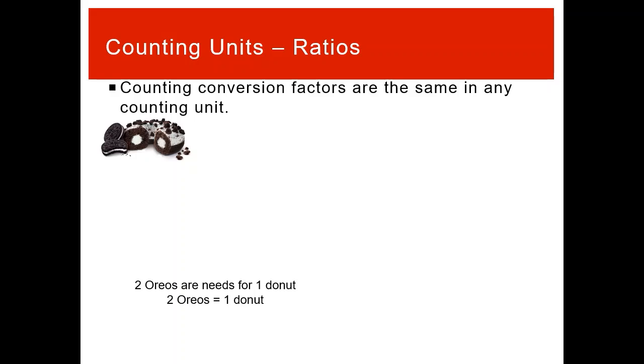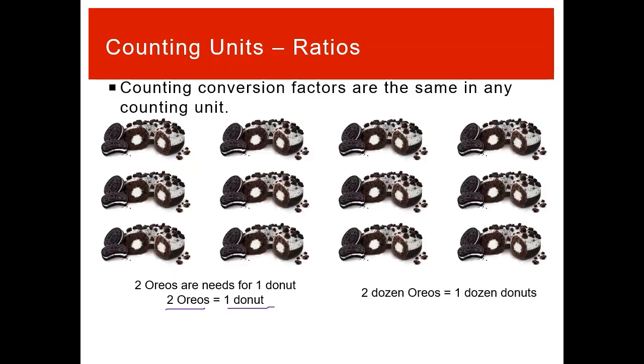Say you're making an Oreo donut, and for every one donut, you need 2 Oreos. So 2 Oreos for every 1 donut. These are descriptions in pure counts, not counting units, just counts. I'm counting 1 donut and then 1, 2 Oreos. If I turn it into a counting unit representation, where now I have a dozen donuts and a dozen of the exact same type of group, my ratio is the same. It was 2 to 1 and 2 to 1.